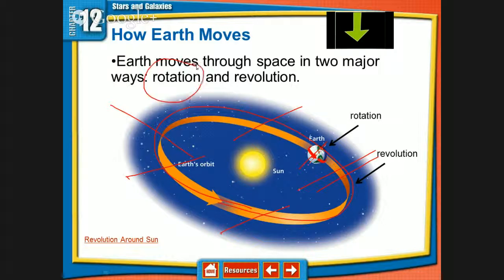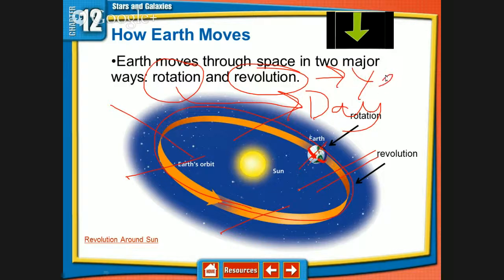Remember, rotation means around its axis. Another thing that we call rotation is a day. 1 day is the time it takes the planet to rotate once around its axis. Revolution is what we call a year. The time it takes for a planet to go once around the sun. Every planet has a rotation. Every planet has a revolution. Their times are not the same. Okay?